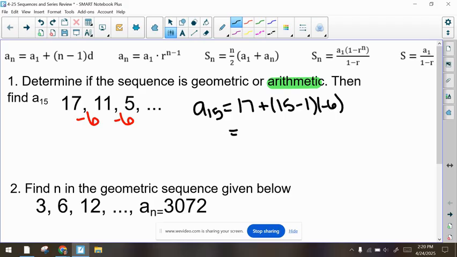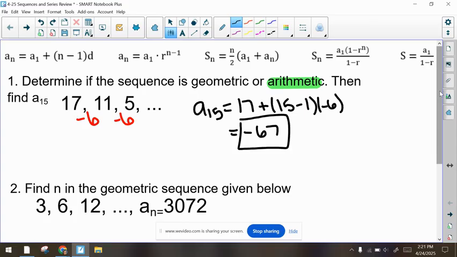And then I'm just plugging this into my calculator. So when I do that, 17 plus 15 minus 1 times negative 6, I get negative 67. So negative 67 means that if I were to keep going from term to term in my arithmetic sequence, going down by 6 every time, the 15th one would be negative 67.